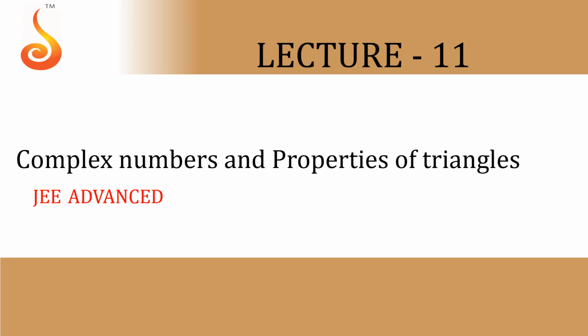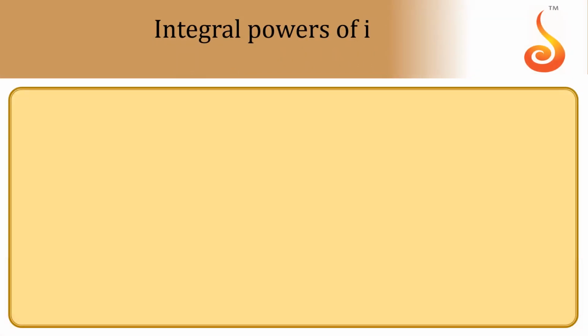Let us discuss some synopsis points on complex numbers and properties of triangles. Integral powers of i. All of you know that i to the power of 0 is 1, i power 1 is i, i square is minus 1, i cube is minus i, again i power 4 is 1.